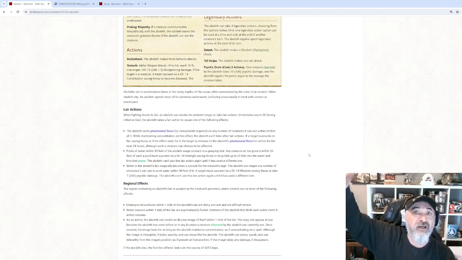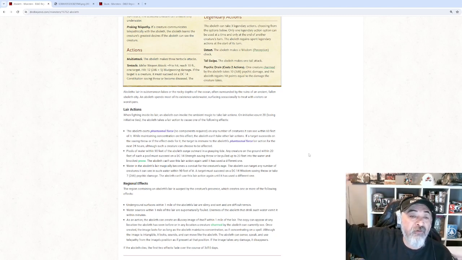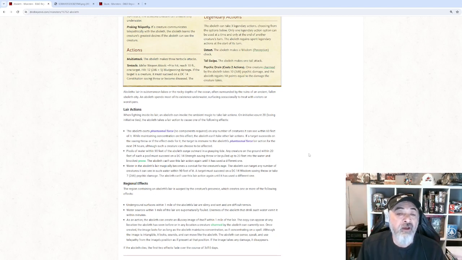If your party's sitting up on the ground, you can use the water to knock people prone, or even pull them into the water or knock them prone. But it can't use this lair action again until it does a different one. And then water in the lair becomes a conduit for the creature's rage.